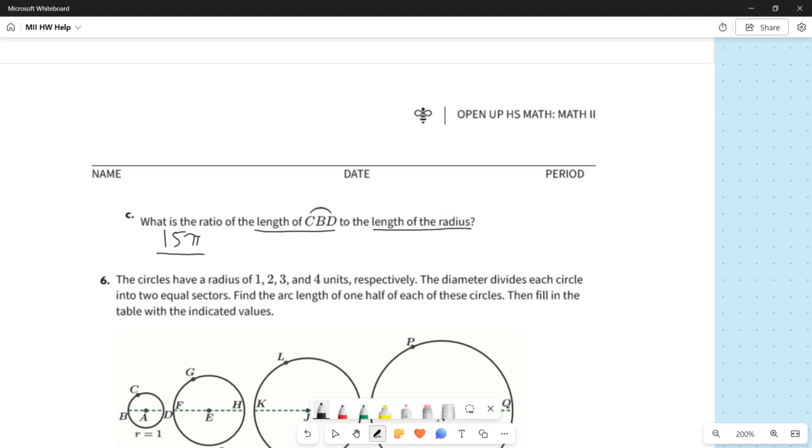Well, we're told that the radius is 15. So if we want our ratio, we take our answer to B, we divide by r, so we get 15 pi over 15. Our 15s go away, and so our ratio is just pi. And if you want to approximate pi, a good approximation is 3.14. And because it's a ratio, we don't really have any units here, so we'll just leave it like that. And that is the ratio of our arc length to the length of the radius.